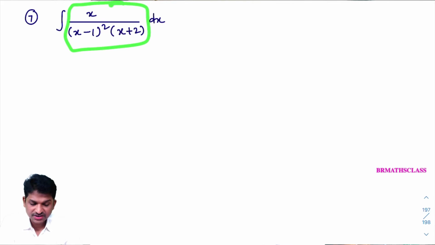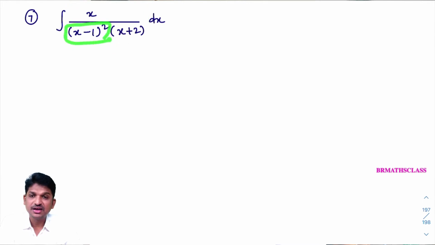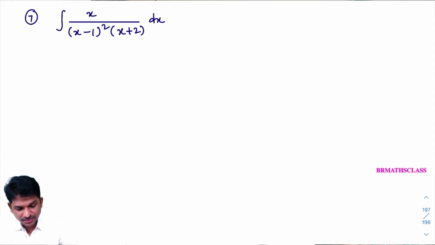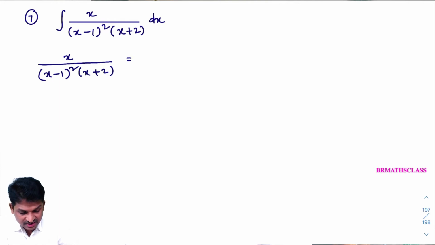It is a proper rational function, and does the denominator contain repeated linear factors or not? You observe here, x minus 1 whole square is there. X minus 1 is repeated 2 times. So it contains a repeated linear factor. By using partial fractions knowledge, x divided by x minus 1 whole square into x plus 2 can be written as, look here, this is the information you need to know.